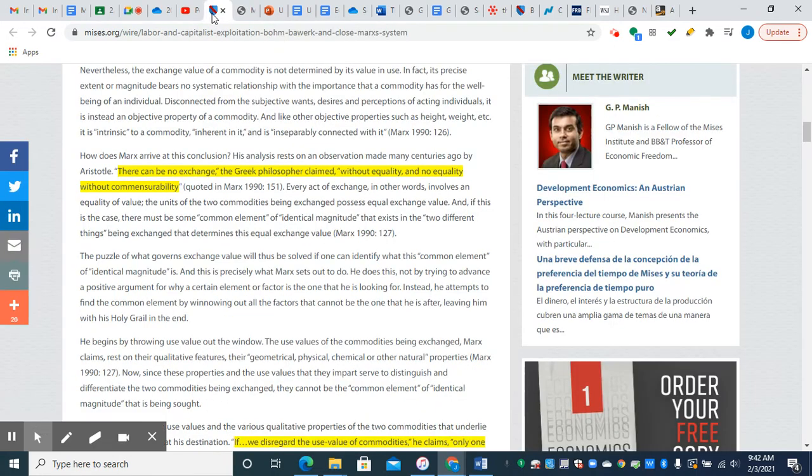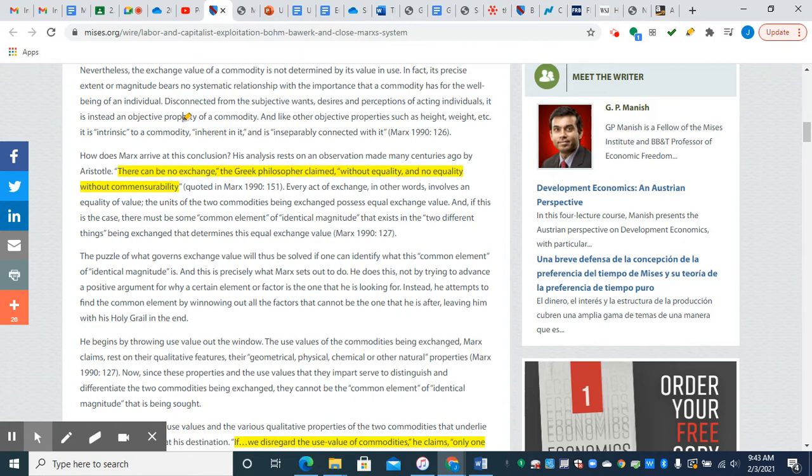Okay, he also shows another quote, actually from Marx himself, where he quoted Aristotle and said there can be no exchange without equality, and no equality without commensurability. So what he's using this quote from Aristotle to say is that people would not trade unless they believed that the goods they were trading, the commodities they were trading, were equal. Okay, so if someone bakes a loaf of bread and a cobbler makes shoes, and they trade, the labor that went into those things and the view of those goods must be that they are in fact equal. Okay, so we'll come back to that.